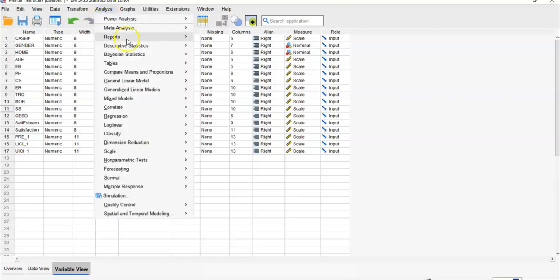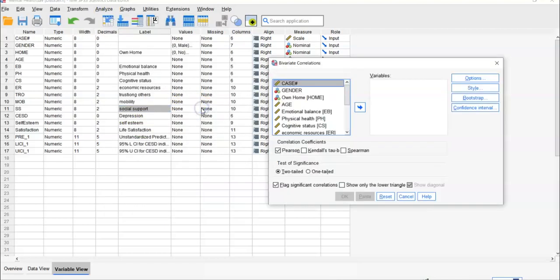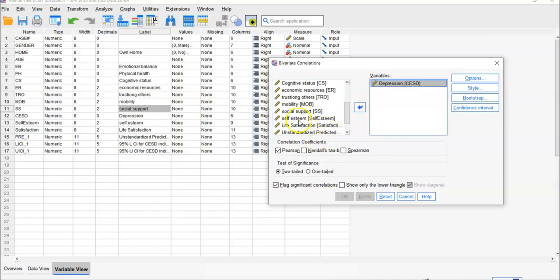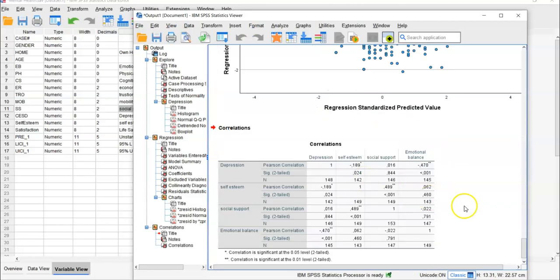So Analyze, and then Correlate, and then Bivariate. And then you can put here all the variables you want to use. That is depression, self-esteem, social support, and emotional balance. Okay, so let's see how they are related. So, okay, and the correlation matrix was generated.